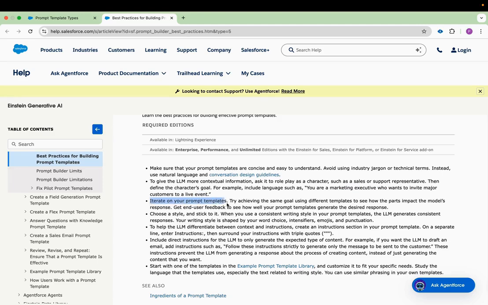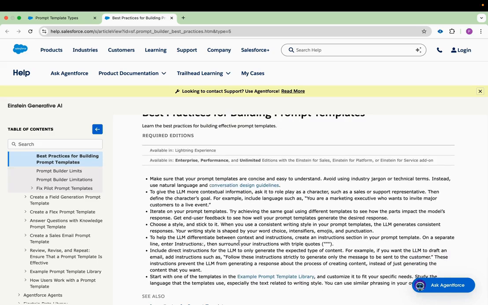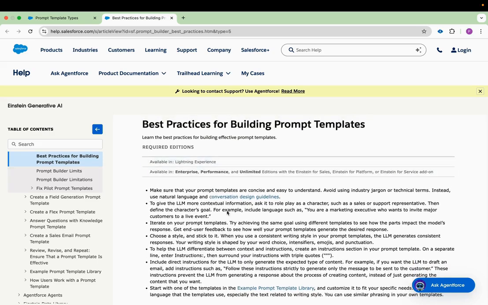Then we should iterate on our prompt template and try achieving the same goal by using different templates. We should be choosing a style and sticking to it. And we should also surround our instructions with triple quotes so that the LLM can easily differentiate between the context and the instructions. So these are some of the best practices that are listed over here. You can take a look, and I'll also be providing the link in the description box.